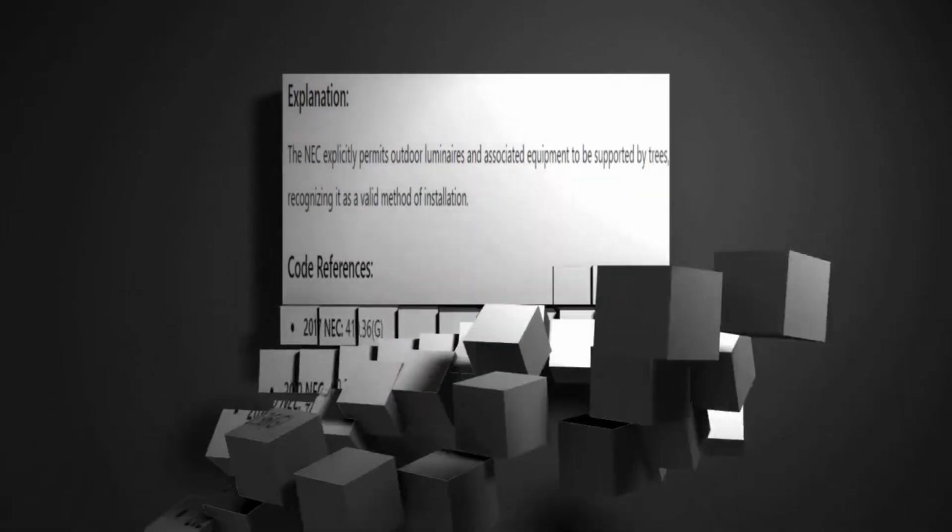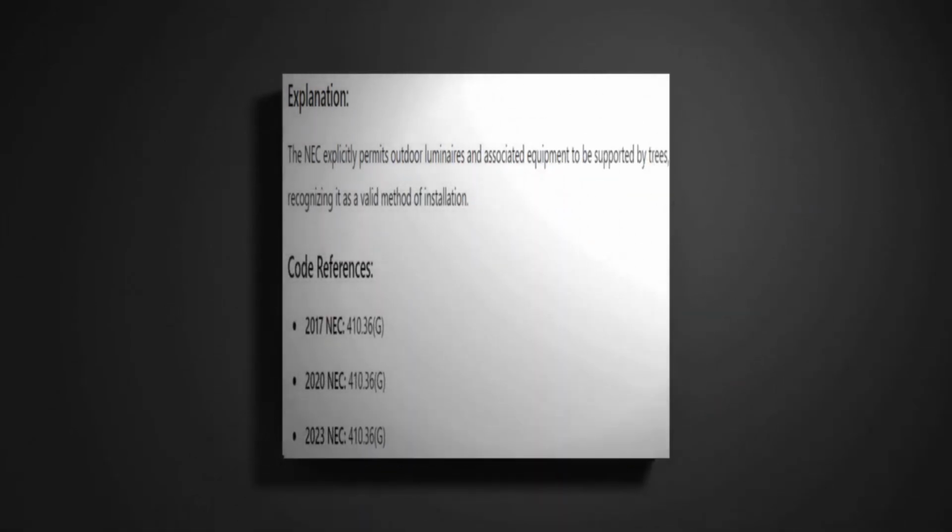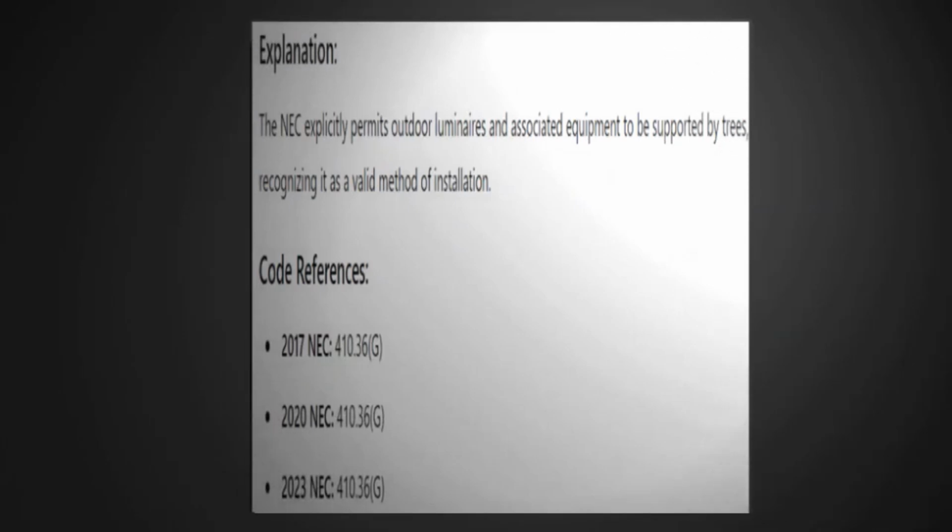And for this one, we are going to head to 410.36(G). The NEC specifically permits outdoor luminaires and associated equipment to be supported by trees, recognizing it as a valid method of installation. So you are physically allowed to use the tree as the support for the luminaire.